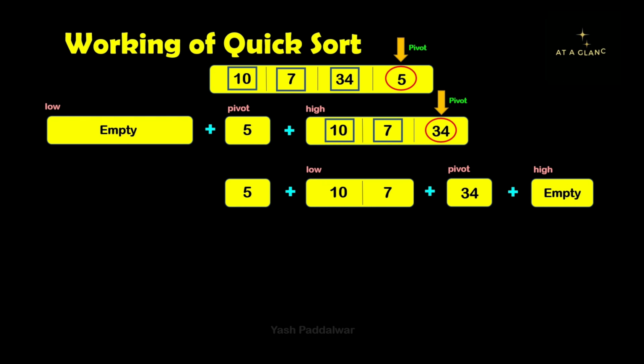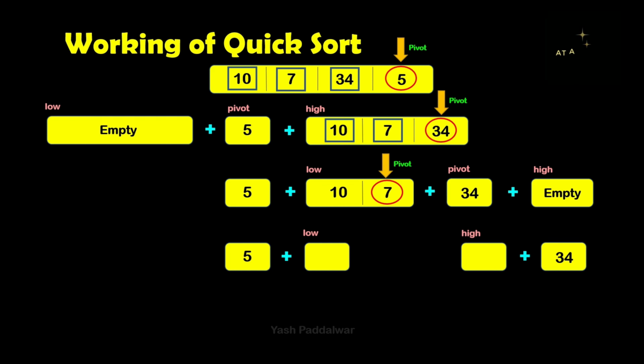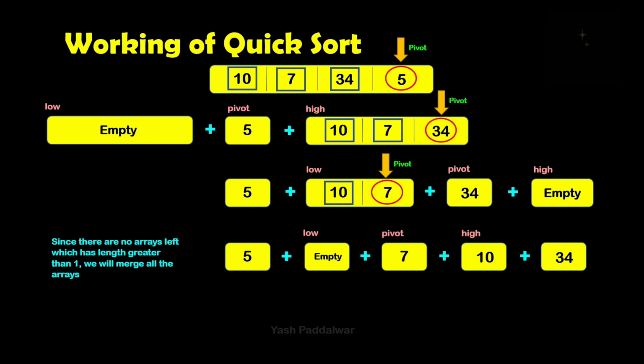Now elements 5 and 34 will come as they are in the next iteration because their length is not greater than 1. Now we will work on the array whose length is greater than 1, which is the array named low. So here the pivot element will be 7. Now compare the remaining element 10 with the pivot element. Since 10 is greater than 7, we will append it in the array named high, and again join the low, the center as the pivot element, and the high.